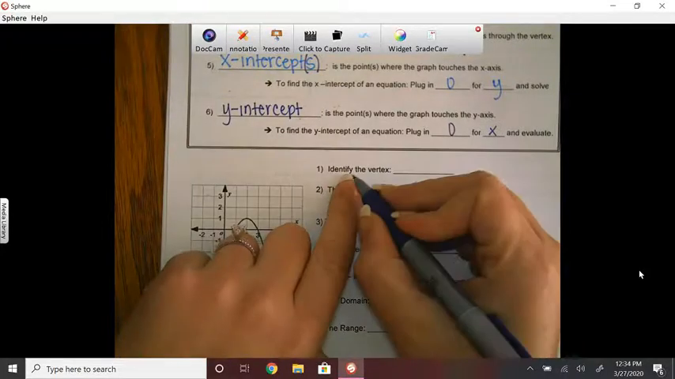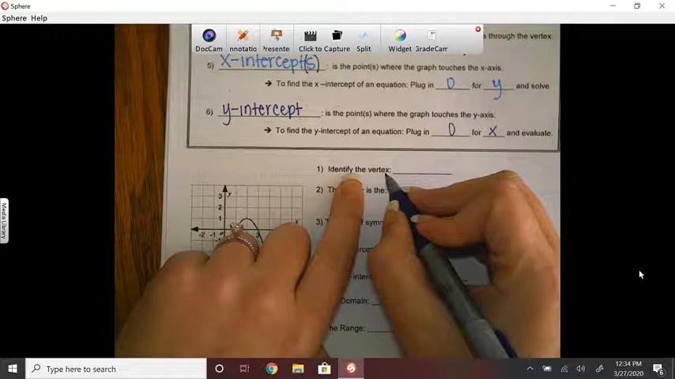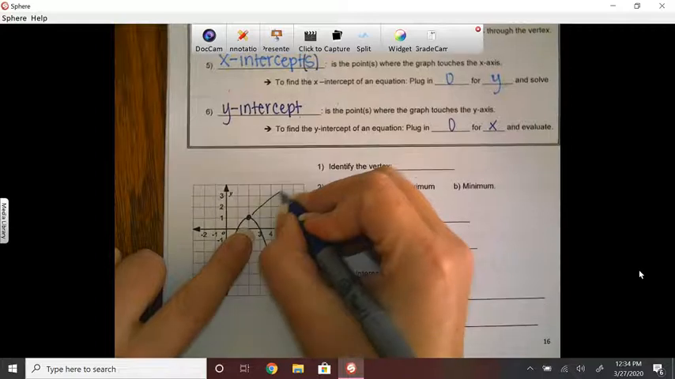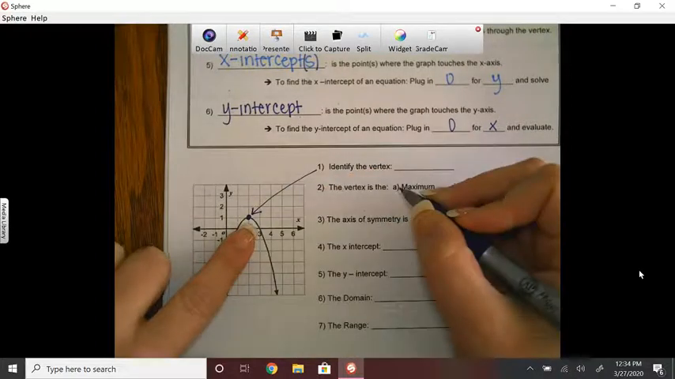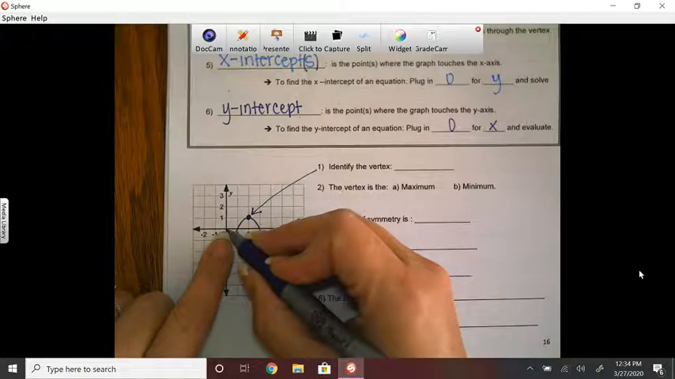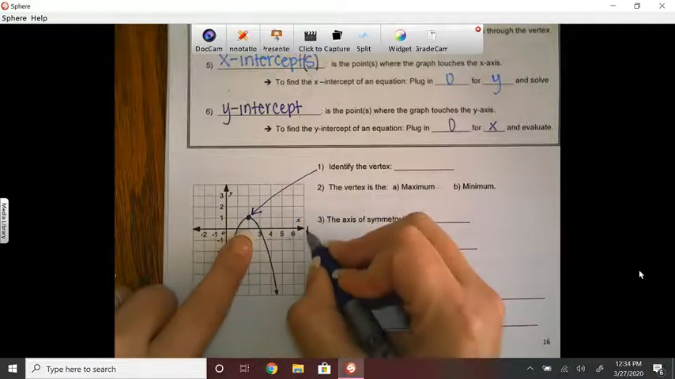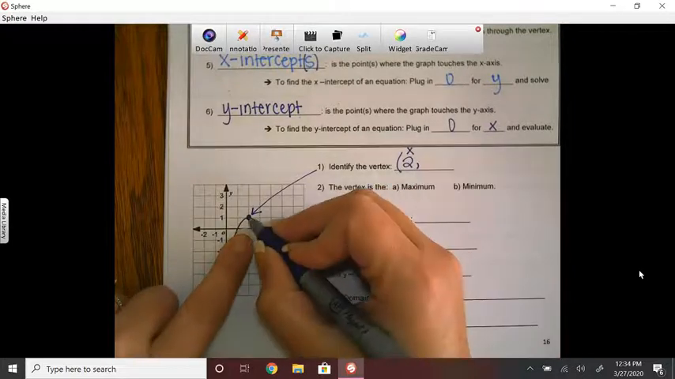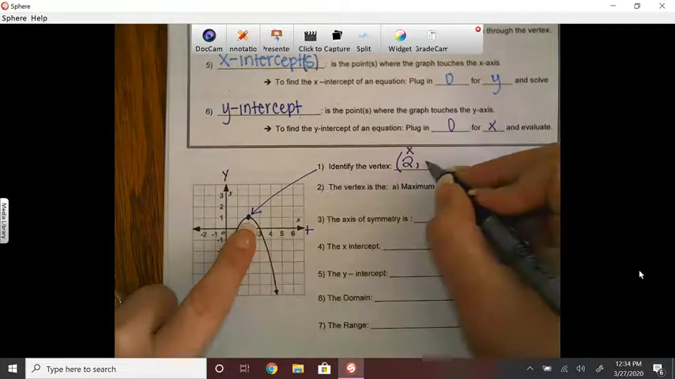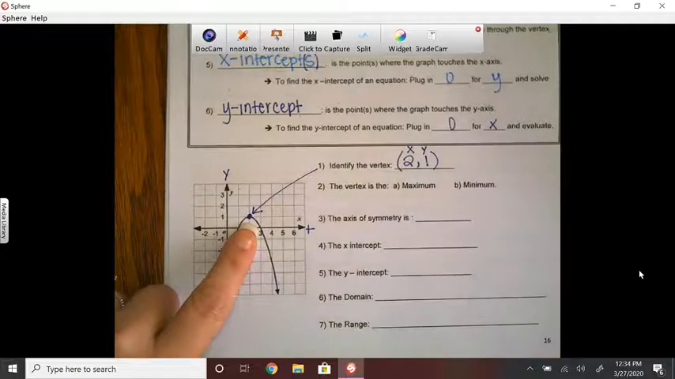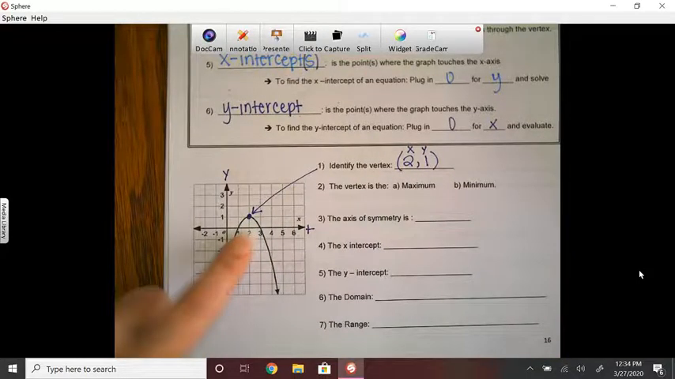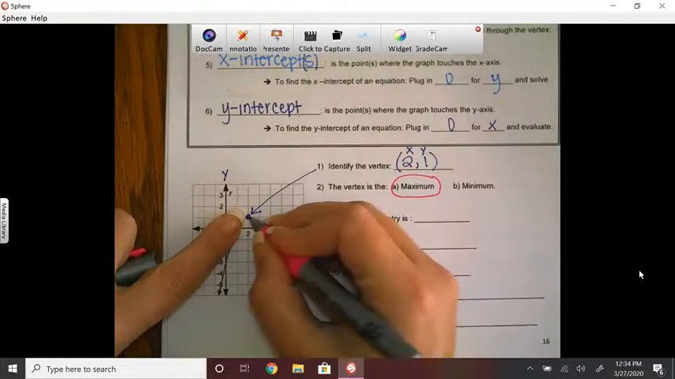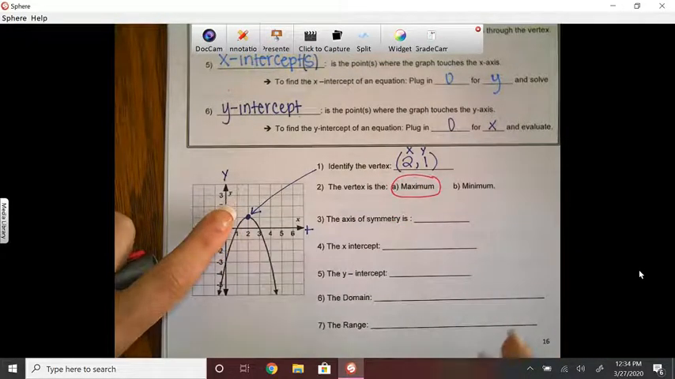So it says identify the vertex. The vertex is either the highest or the lowest point. So this one right here, this is the vertex. And the vertex is the point. We always start at the origin. We have to go over 2 in the positive direction. So x always goes first. And then we go up. This is the y-axis. We go up 1. So that is our vertex. Now the vertex is the very highest point, so we call that the maximum. So this is called the maximum point or the vertex.